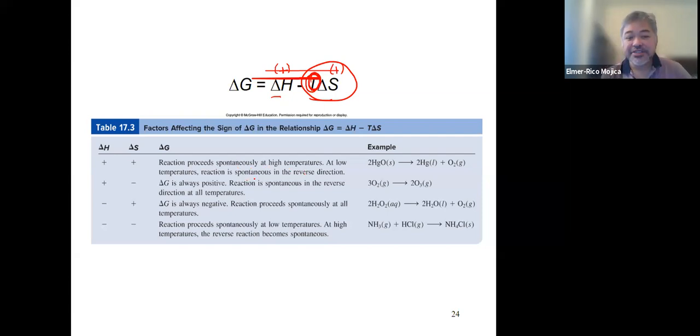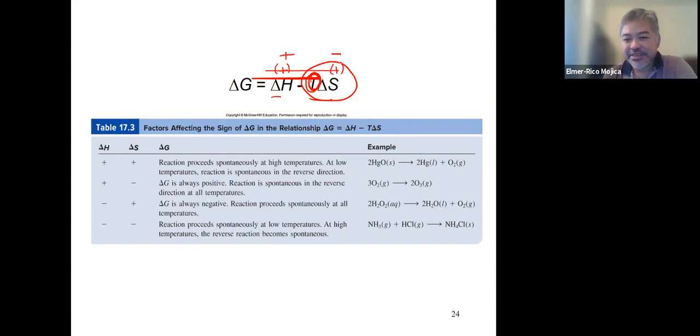At low temperature, the reaction is spontaneous in the reverse reaction. So that is when you have a positive and a positive on both of them. So the higher the T will give you a negative delta G. The lower the T will give you a positive delta G. Now, what is the one that will give the delta G always a positive? When you have a positive of this and a negative of this.